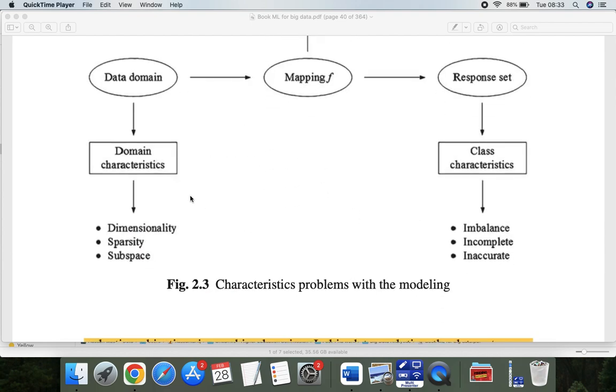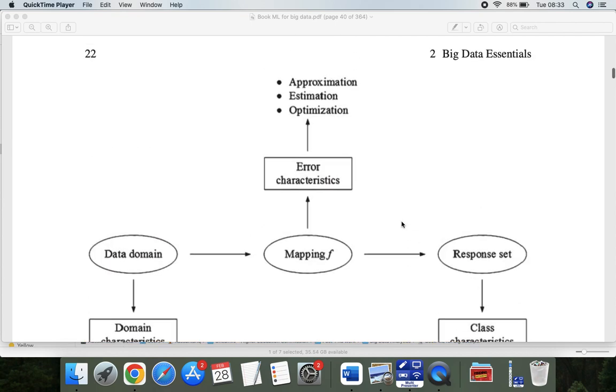Each one of them has different characteristics, which we actually discussed in big data versus data paradigm as well. For example, when we talk about data domain, its characteristics are dimensionality, sparsity, and subspace. When we talk about knowledge response set, it has the characteristics of imbalance, incomplete, and inaccurate. And similarly, related to the mapping function or the function itself, we are trying either one of them: approximating, estimating, or optimization.